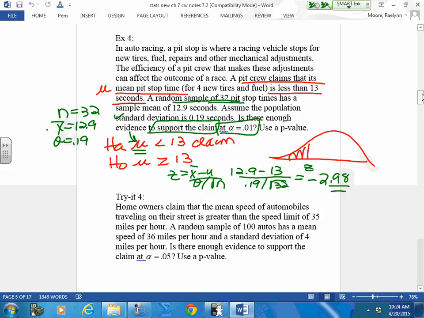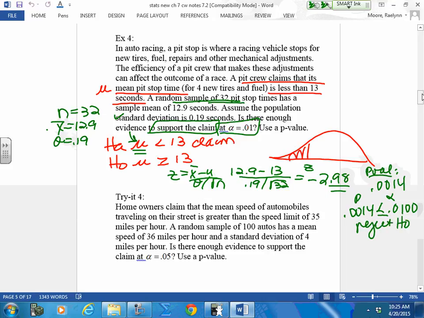Okay, so now what's our next step? Look this up in your table. And what did you find for your p-value? 0.0014. Okay, now we're going to test 0.0014 against my level of significance, 0.0100. Less than or greater than? Less than or equal to? What's your decision? Reject what?